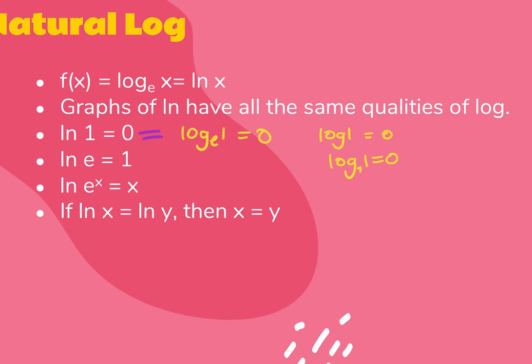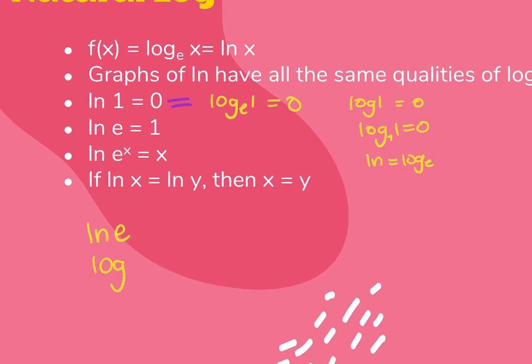Okay, the same rule would apply to ln because ln would be log base e. Because it is log base e, if I say ln of e, that's like saying log base e of e. And if the base on the log and what's next to it are the same, that answer is 1. So if it was log base 5 of 5 or log base 3 of 3, it would all be 1.